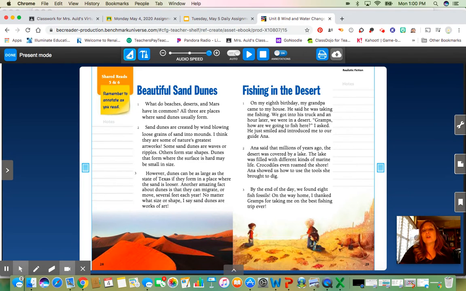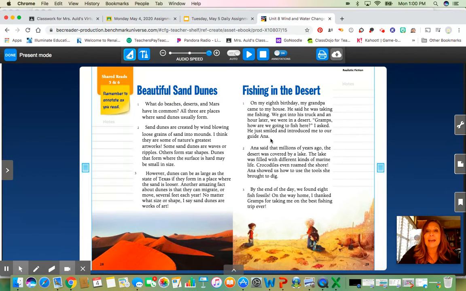So let's start our story, and we'll go back to these pictures and see if we can figure out how those pictures go along with our story. Here we go. On my 8th birthday, my grandpa came to my house. He said he was taking me fishing. We got into his truck, and an hour later, we were in the desert. Gramps, how are we going to fish here? I asked. He just smiled and introduced me to our guide, Anna.